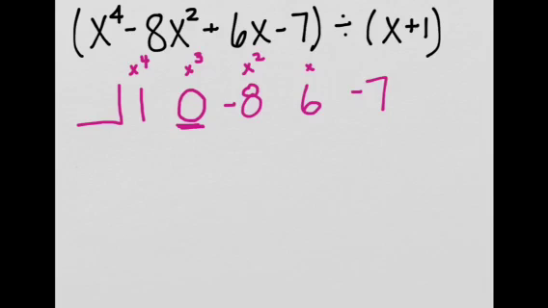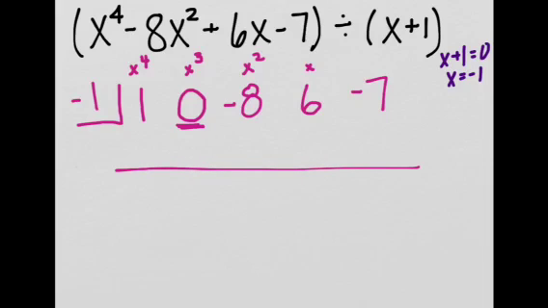Okay, so I'm going to go off to the side. I'm going to take my divisor, x plus 1, set it equal to 0. Solve for x, so x equals negative 1. And that's the number that's going to come on the outside here in my box. So draw my line, leave a space for a second row. Remember, always bring down the first number.